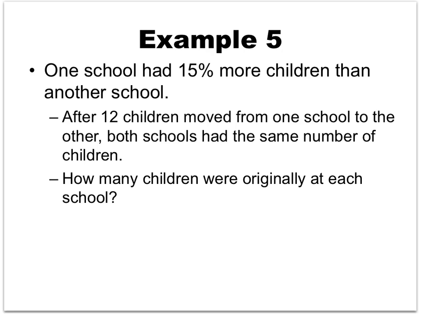So it says one school had 15% more children than another school. Now 15% is going to be a little bit different than what we worked with before, because on all the problems we worked with before we dealt with multiples of 10%. 15% is like 10% plus another half of a 10%, so we'll have to take that into account. After 12 children moved from one school to the other, both schools had the same number of children. And then how many children were originally at each school?